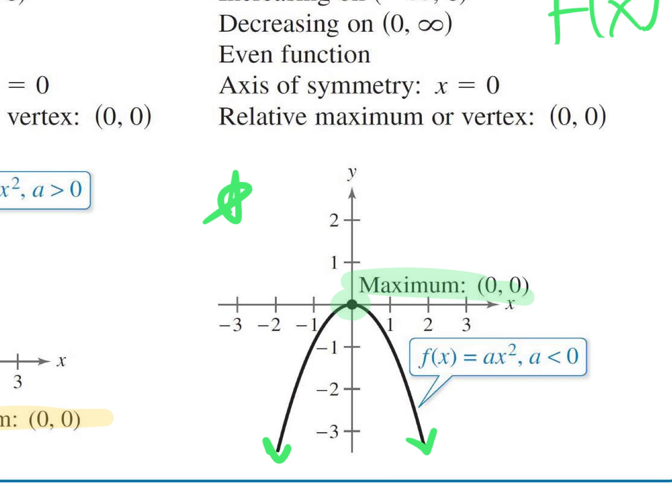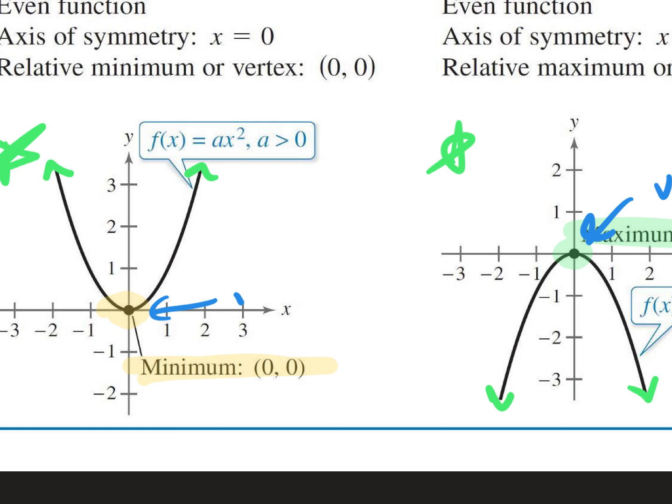This point right here is called the vertex. It's either the bottom or the top of your parabola. That's your vertex. The minimum or maximum is the y value. So minimum and maximum talk about y values. Your axis of symmetry is the x value. All has to do with the vertex. The vertex is the most important part of a parabola. We're going to talk a lot about the vertex.